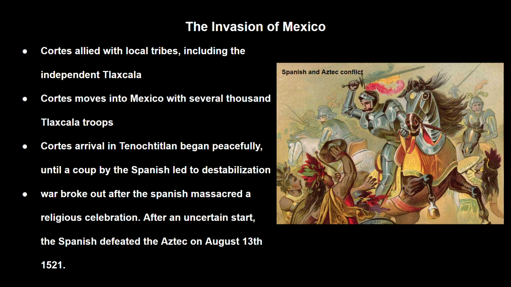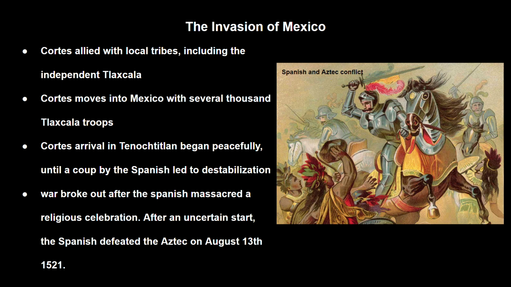And as Cortez continued, he would arrive at the city of Cholula, where he actually massacred a great many of its inhabitants under the suspicion that they were planning an ambush, even though this was a completely false notion. And despite all of this, gaining allies against the Aztecs and this massacre, when Cortez arrived in Tenochtitlan, things were actually peaceful at first. Neither side instigated conflict.